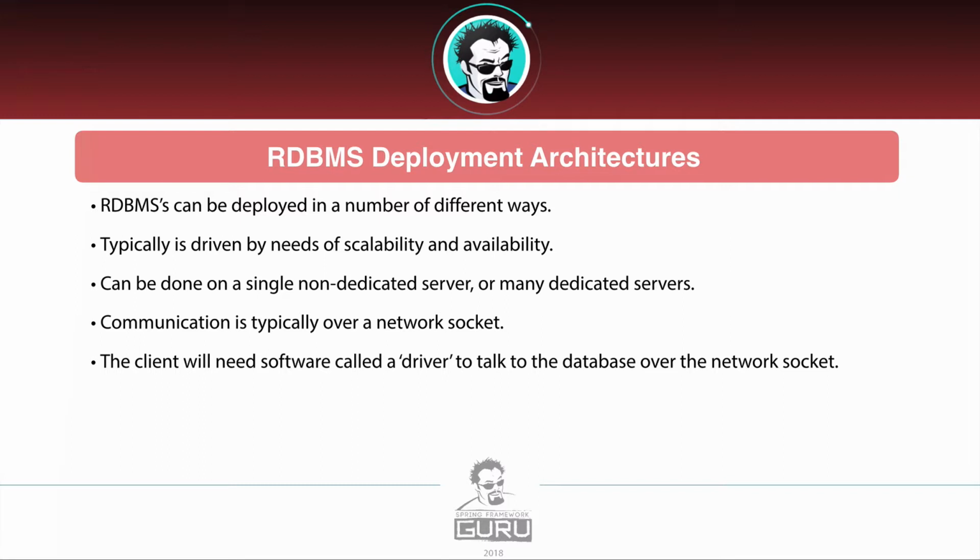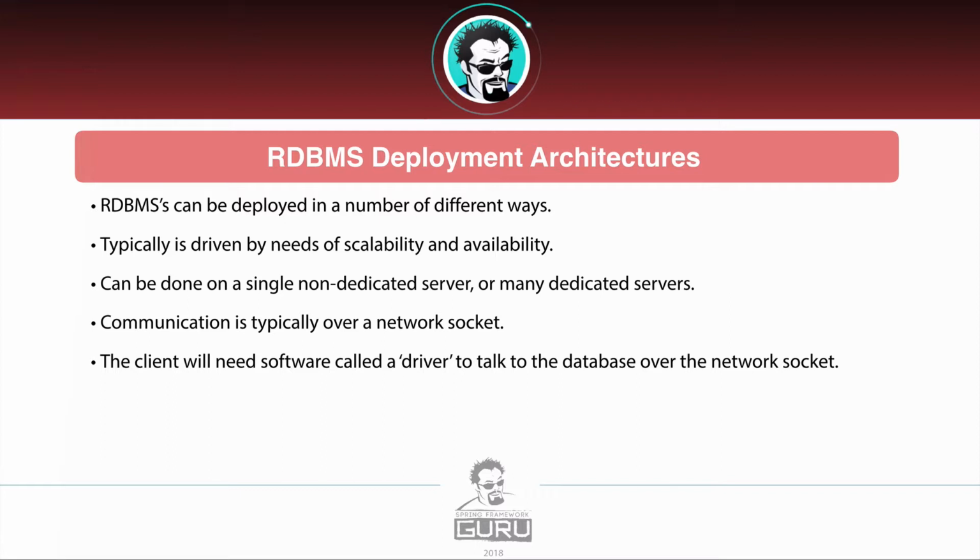We have everything from a single non-dedicated server where you're running multiple things on it in addition to the database, to many dedicated servers where you have a cluster of database servers. So you can have a single server or many servers. And typically communication is going to be done over a network socket. So this is important. When we start connecting to the database, you're going to see this in play. So you're going to see a network address or a localhost and then a port number.